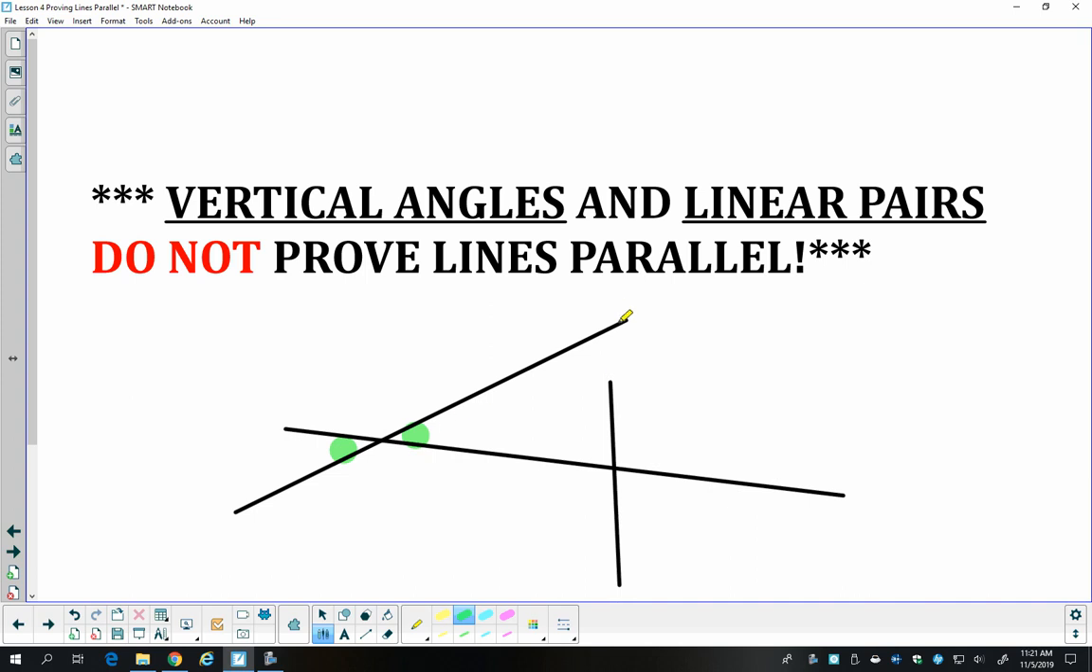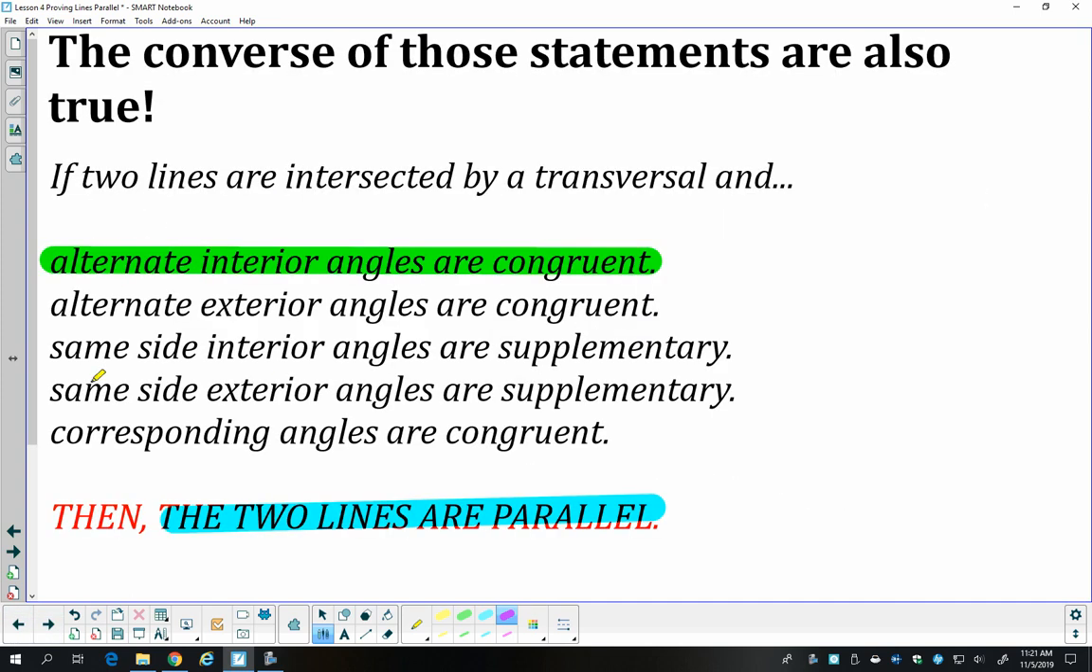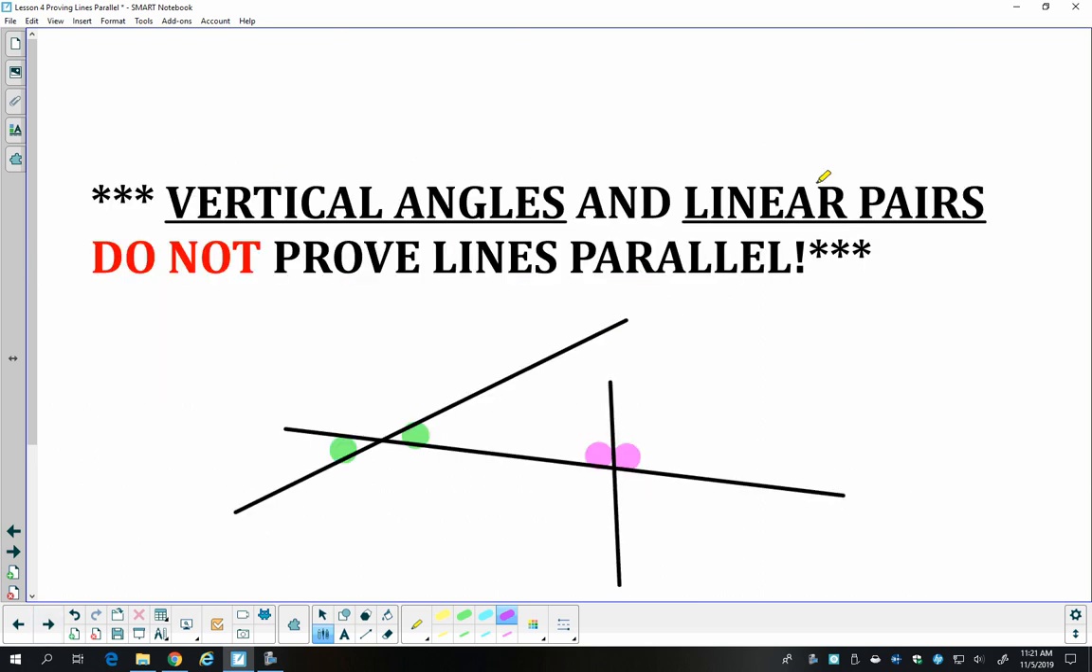But what we know is that these two lines are not parallel. I'm going to see linear pairs, that angle and that angle. If I added their angle measures together, they would add to 180. Clearly, these two lines are not parallel. So you need to be careful. It's these five relationships here that go along with parallel lines. Vertical angles and linear pairs will exist in the figures, and they might become helpful, but they don't prove that two lines are parallel.